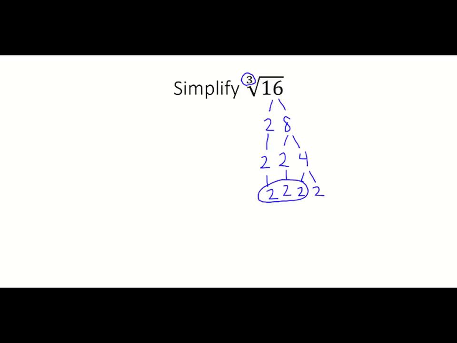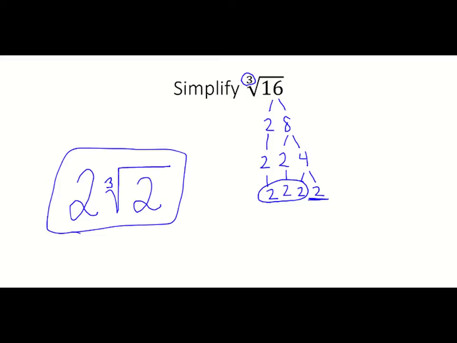I have 3 2's, and I have 1 2 left over. The number I circled goes on the outside, so there's a 2. The number I underlined stays inside. But be careful, this was a cube root. So you need to write that this is a cube root by putting a little 3 on your radical symbol. And then the 2 goes on the inside. So this was 2, cube root of 2 left over as our answer for the cube root of 16.